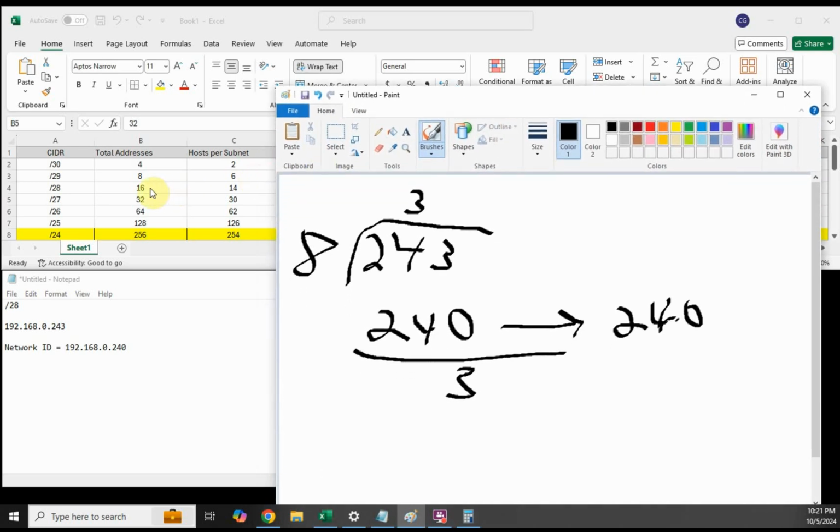Why? Because you just increased it by 16, so all you've got to do is subtract 8 from 240 to get 232. Right? What if it's a slash 27? Subtract 32 from 240. We're back to 208. Subtract 64 from 240. What do we got? That's a good question. What do we got? 64 from 240. That's 176.